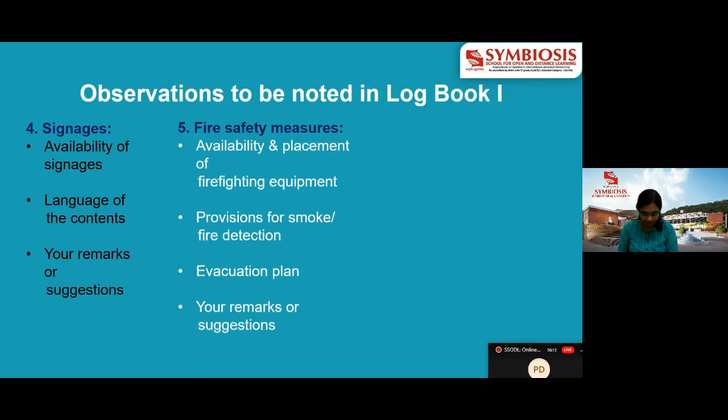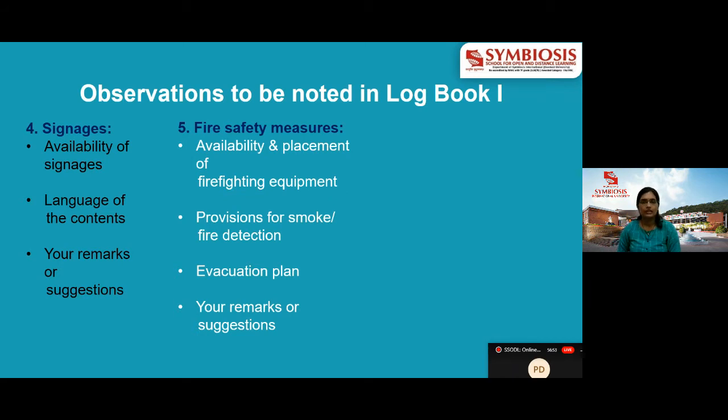Fire safety measures. This is a very important part again. Of course, all the points are important, but while we are planning a hospital, fire safety issues are to be kept in mind. Availability and placement of firefighting equipment: what are the norms? For this you first have to get well versed with the ideal norms related to fire safety, such as the distance at which the fire equipment should be placed. At each floor there should be firefighting equipment. A hose pipe should be there.